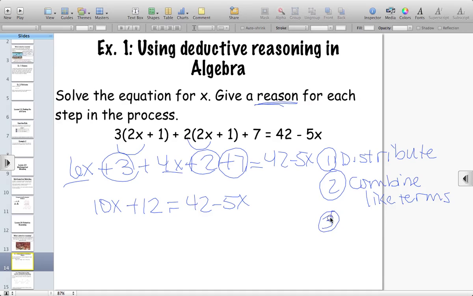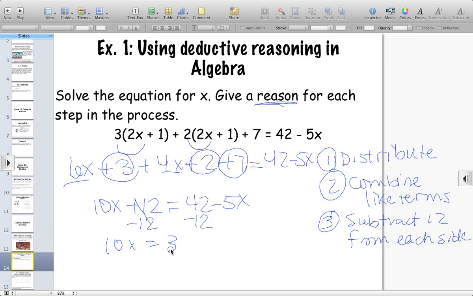Then, to go through the process of solving the equation, I need to move all the x's to one side and all the constants to another. So easiest one to do first, get rid of that 12. So I'm going to subtract 12 from each side. And because it's an equation, that's why we're doing each side. That's the agreed upon rule that we're following. So 10x is equal to 30 minus 5x.